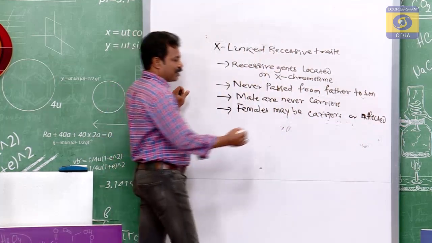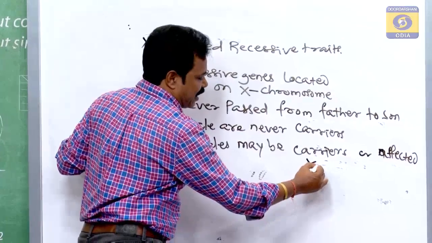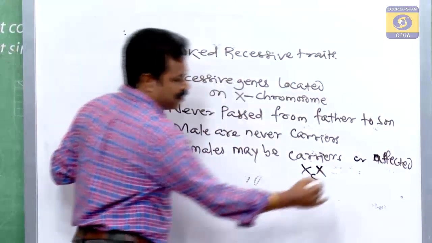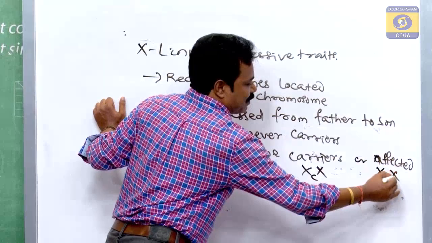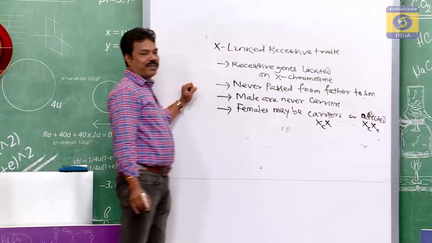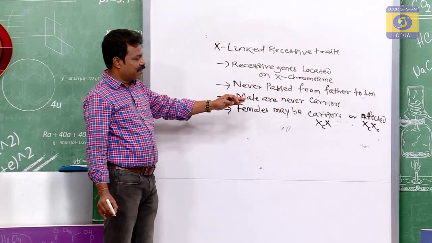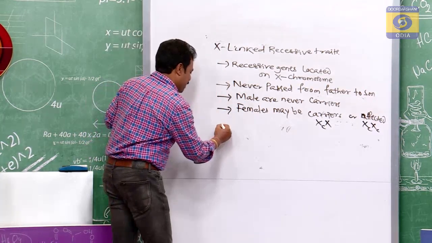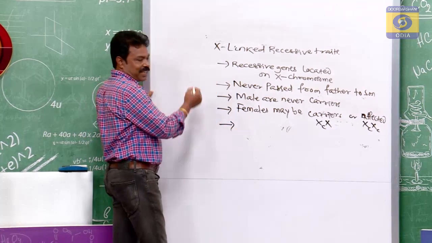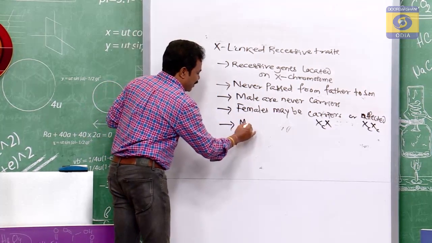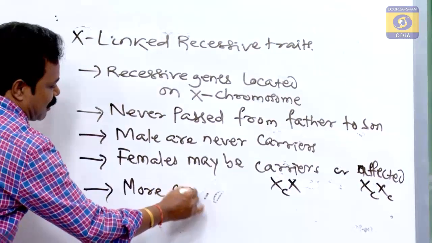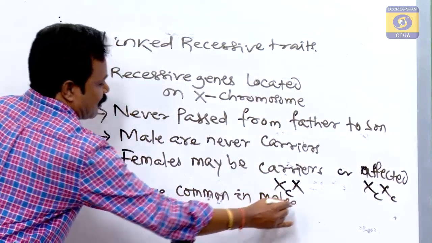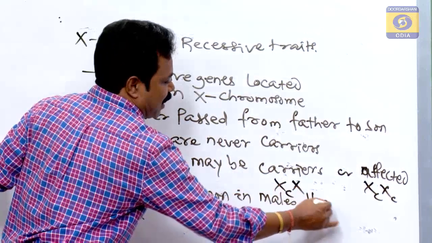Suppose the example of color blindness, if it is an X-linked recessive trait: XX carrier female, XA color blind female. So, the females may be carrier, may be affected, right. This trait is more common in males than females.